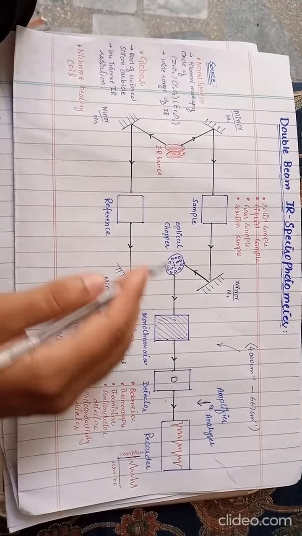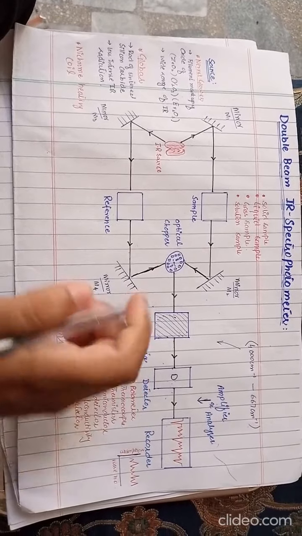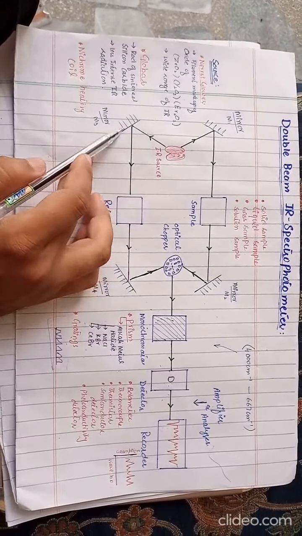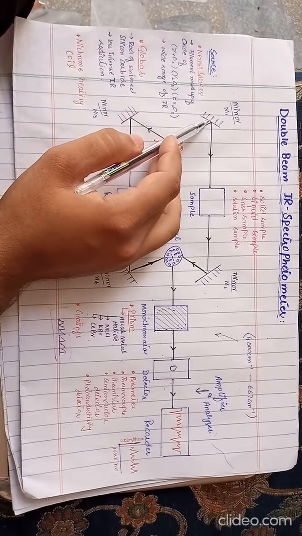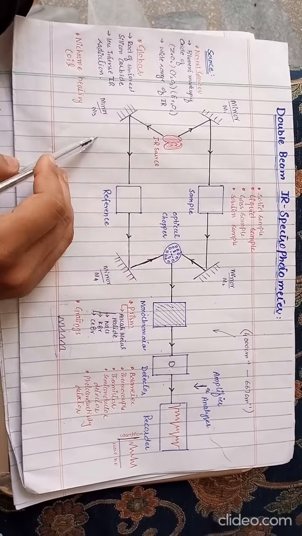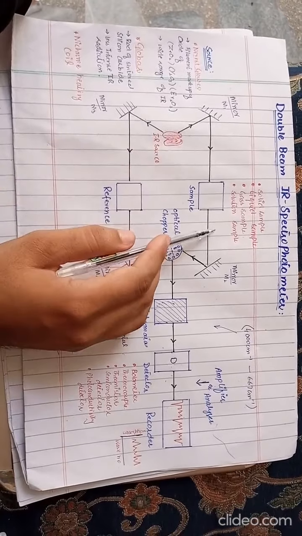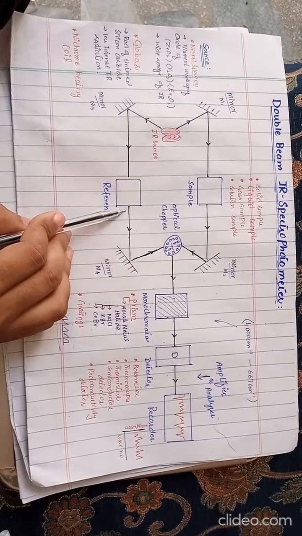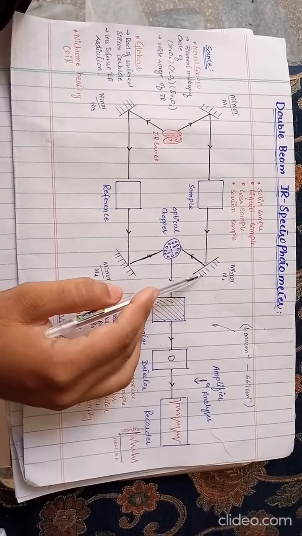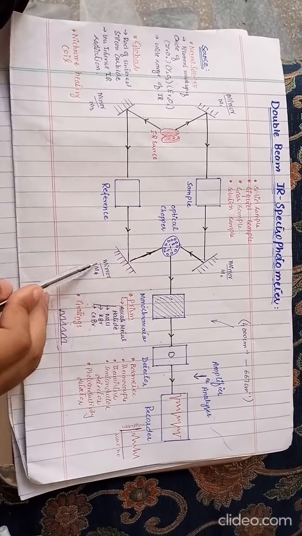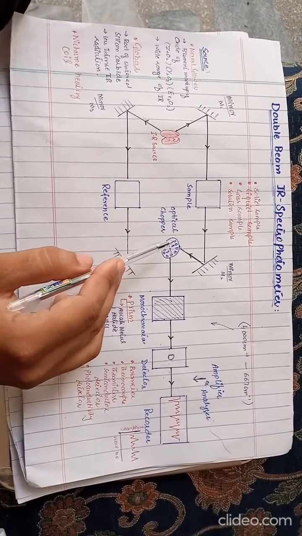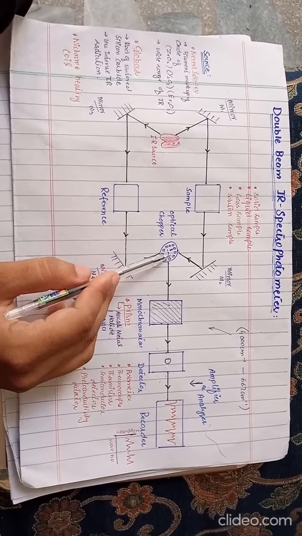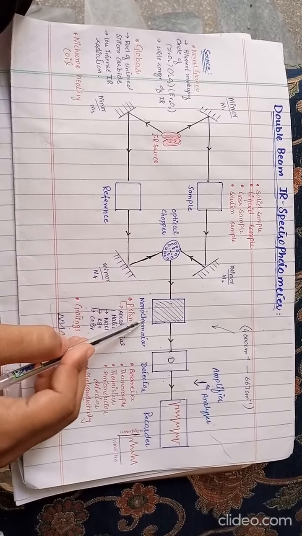So I repeat all of that. When the source of IR radiation emits the IR radiation, it reflects from two mirrors and passes through the sample, and the other beam passes through the reference. After reflection from M2 and M4, the radiation comes towards the optical chopper. The optical chopper alternately transfers that beam towards the monochromator.